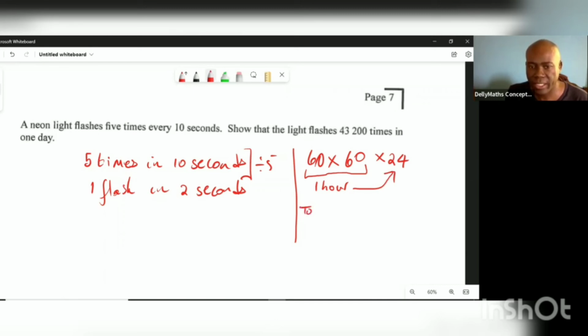So this is giving us the total number of seconds in a day. We just simply multiply that. So we're talking about 60 times 24. This is landing us 86,400 seconds. All right, that is in 1 day.